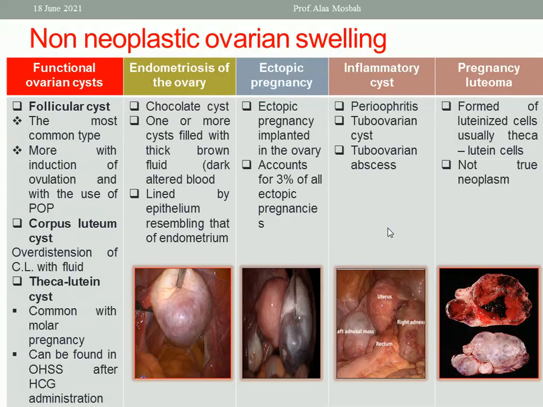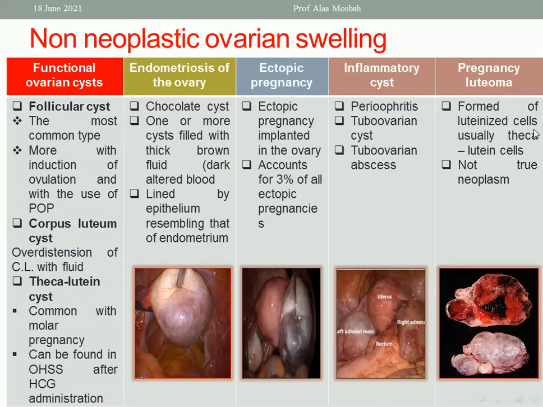Inflammatory cyst may be oophoritis, tubo-ovarian cyst, or tubo-ovarian abscess as a complication of pelvic inflammatory disease on top of sexually transmitted disease or other infections. So, as in the picture here, this is a bilateral tubo-ovarian abscess, right and left. In the other picture here, this is an ectopic pregnancy diagnosed by laparoscopy. And in this picture here, this is the endometrioma, or chocolate cyst, of the ovary.